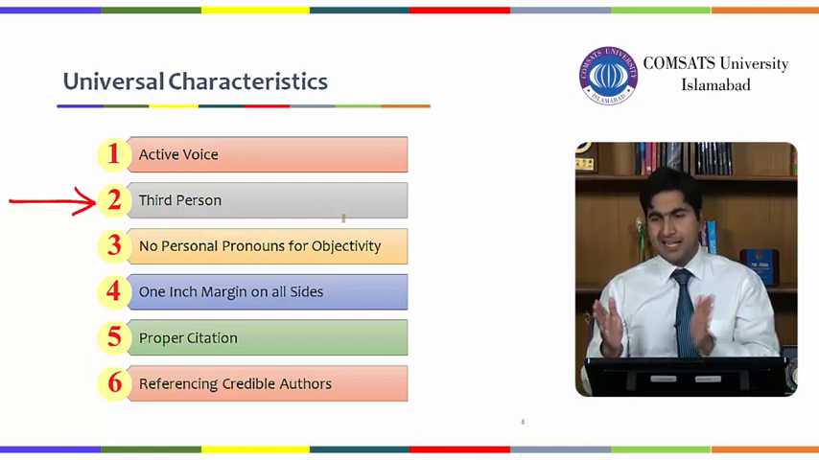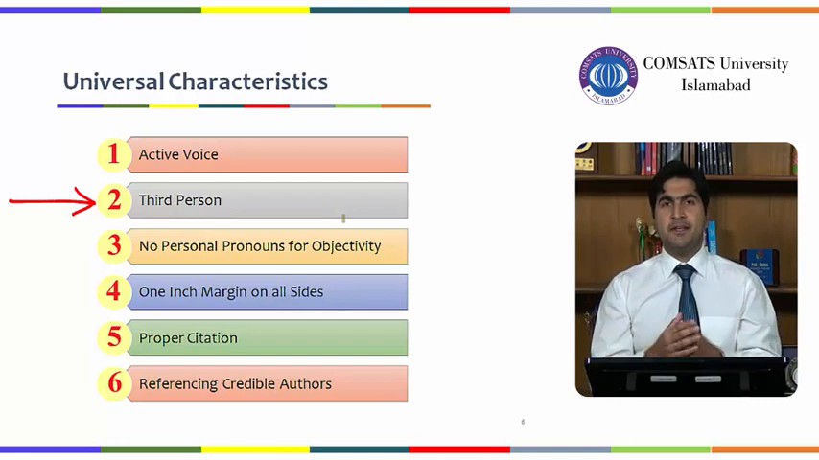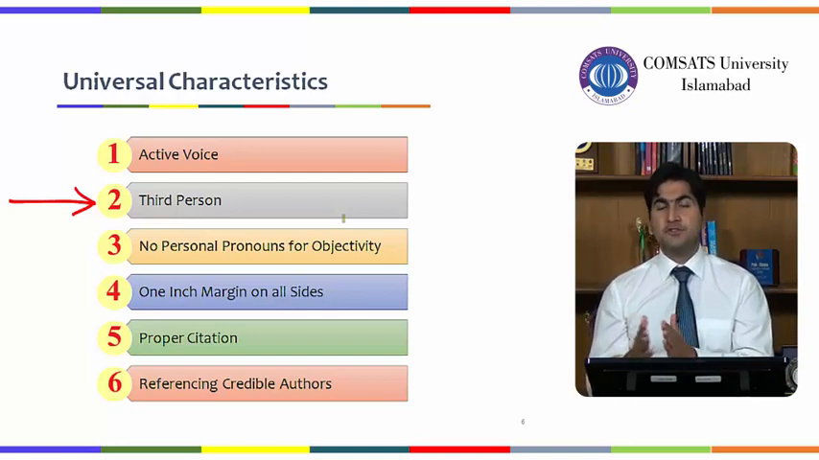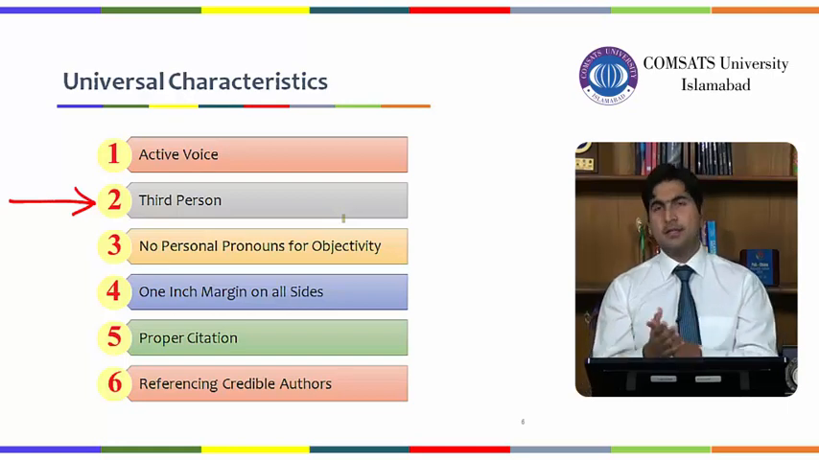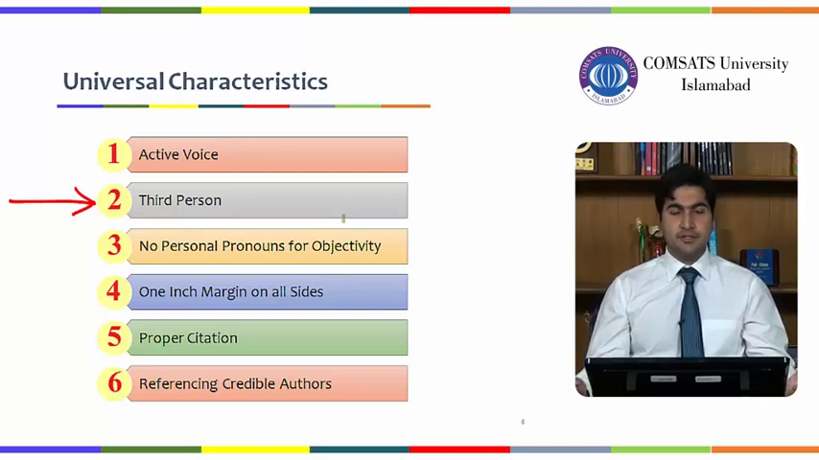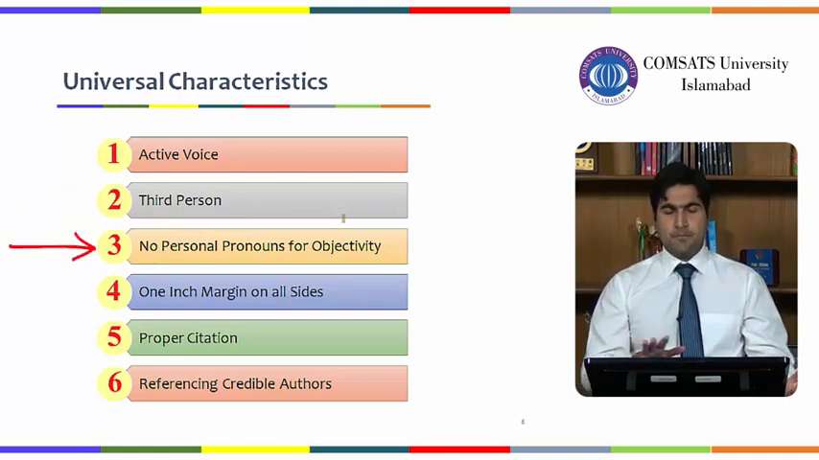So that thing can be kept at a side. The best thing is to focus on the information itself. However, if the condition and if the report demands you to focus and highlight the person who is actually doing the task, then of course you try to focus on the third person. This is why it's written that it has to be there in the universal characteristics: no personal pronouns for objectivity.